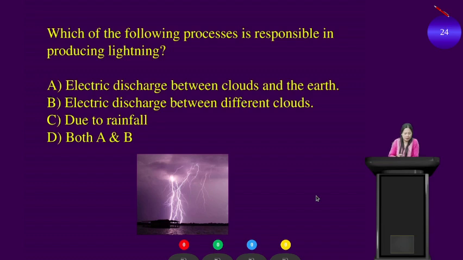Option A is electric discharge between clouds and the earth. Option B is electric discharge between different clouds. Option C is due to rainfall. Option D is both A and B. So which of the following options is the correct answer?